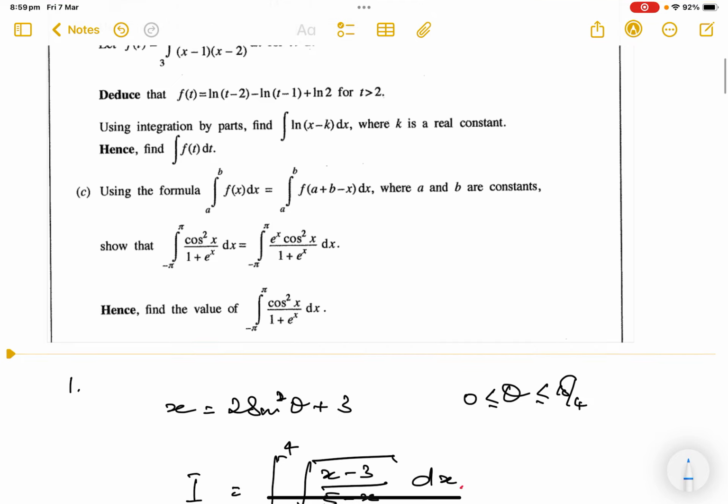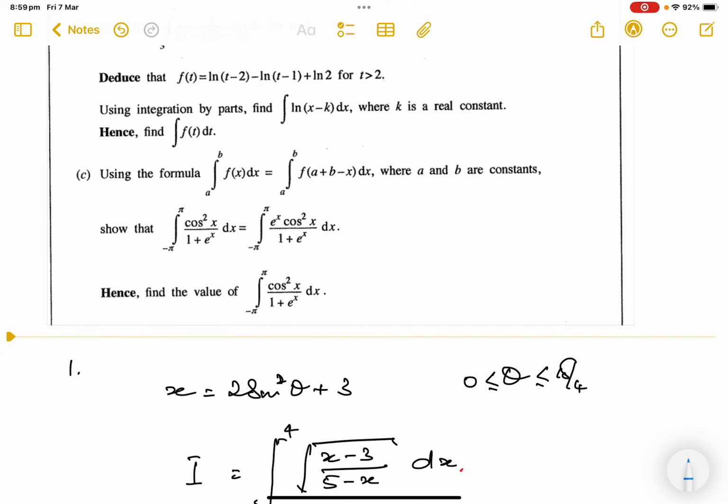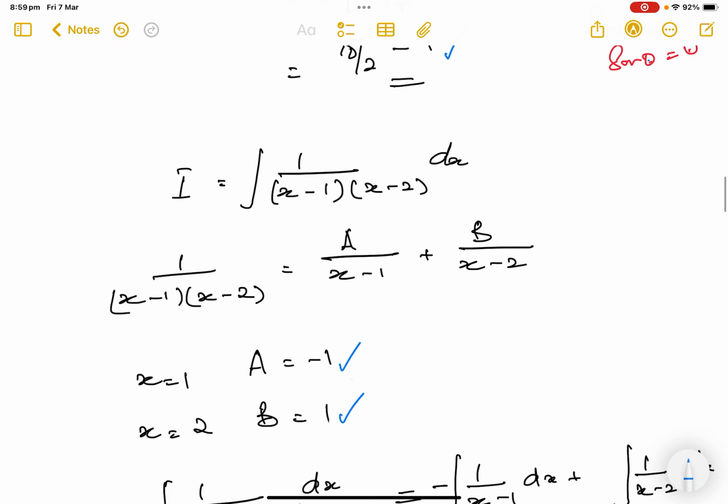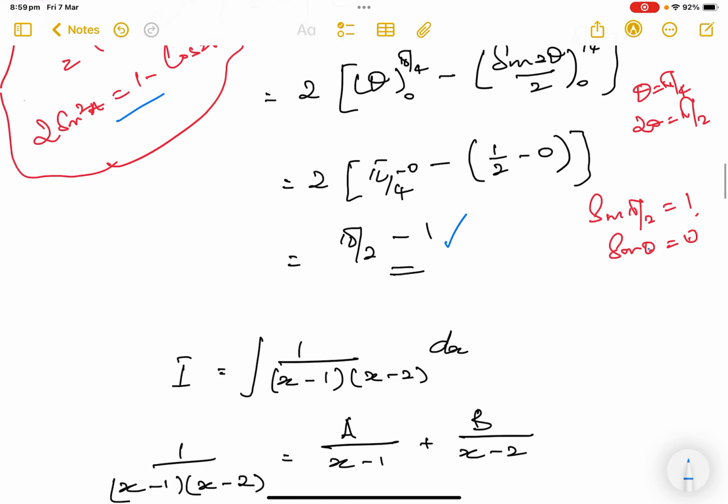Okay, and hence, the last bit. Hence, find the value of the integral. So f(x) is given. Find the value of that. So you just substitute the limits and find the value. So the value of that integral, with limits minus pi to pi, of cos squared x over 1 plus e to the power x. We know that f(x) equals the right-hand side, so you could use that because the integration is that.